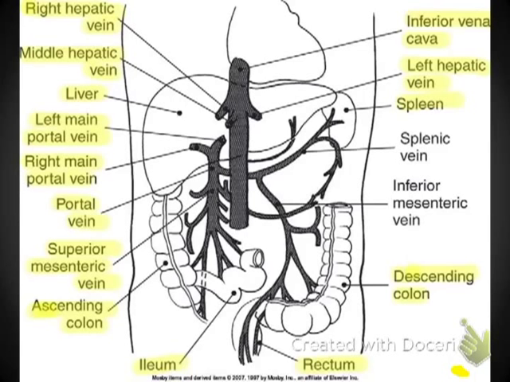Okay, on this image we're actually looking at the venous system. So we have the inferior vena cava coming down here. And then as we branch off the inferior vena cava, we have the right hepatic vein, the middle hepatic vein, and the left hepatic vein.